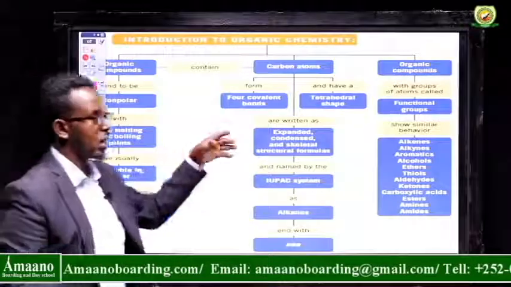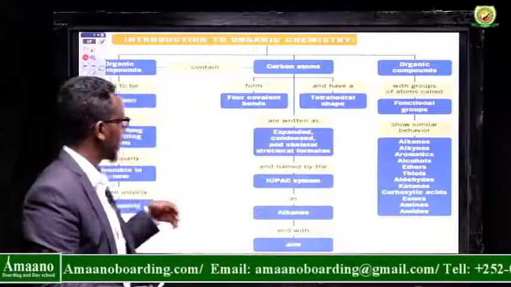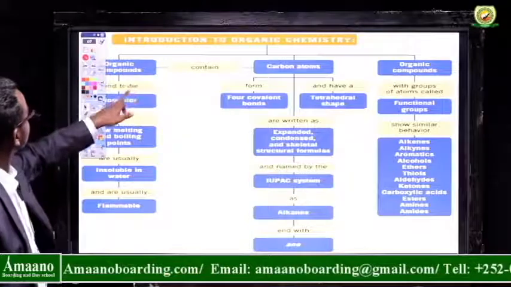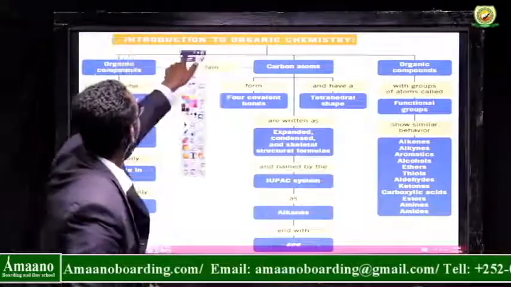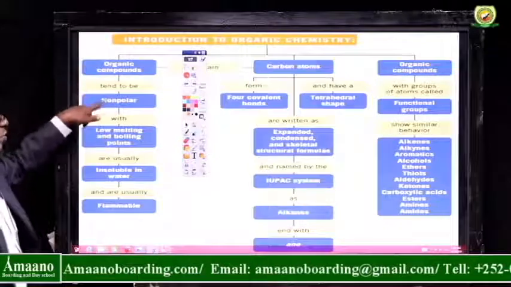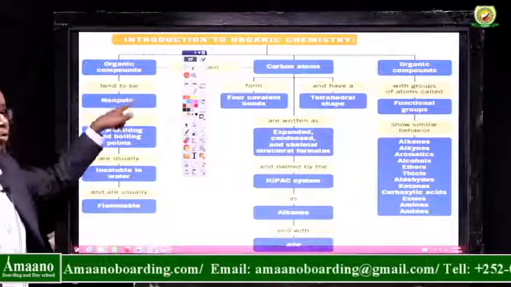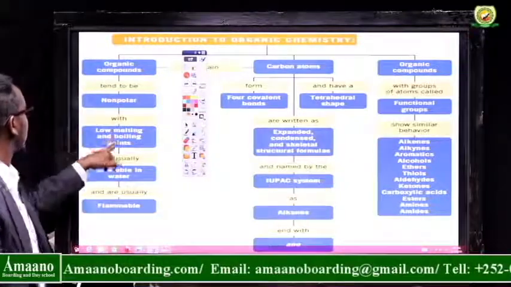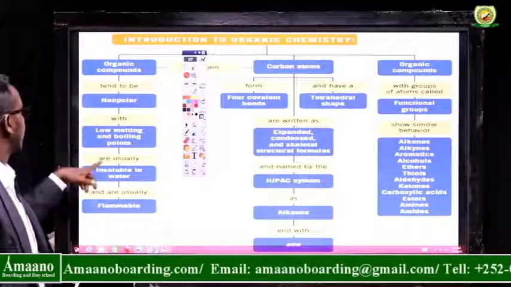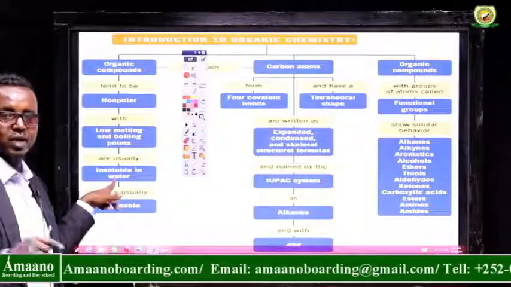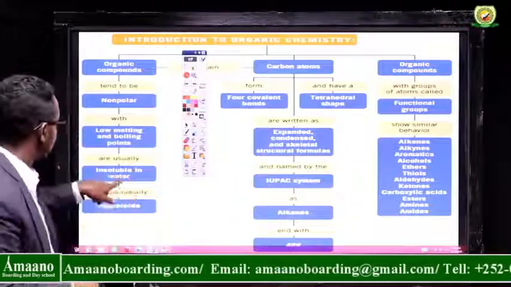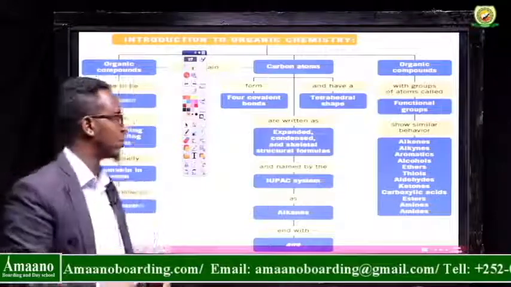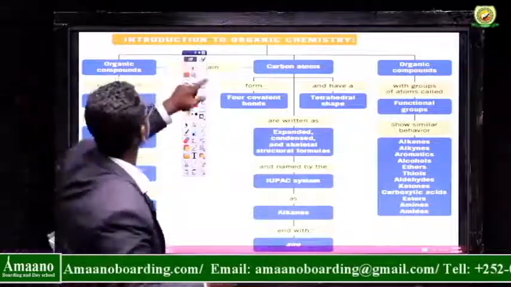Here we have a concept map, so we go through it. For example, this is the introduction to organic chemistry. Here we have organic compounds. Organic compounds tend to be nonpolar. Most of the organic compounds are nonpolar. We came across polarity and nonpolarity in chapter 2. They have low melting and boiling points. They are usually insoluble in water because they are nonpolar. If they are polar, they should be soluble in water. They are usually flammable, so they burn well when you apply enough oxygen.